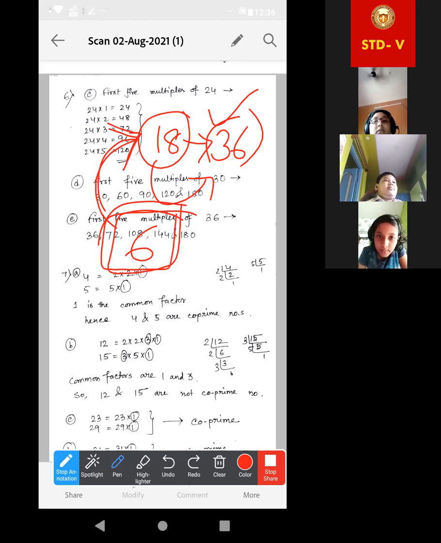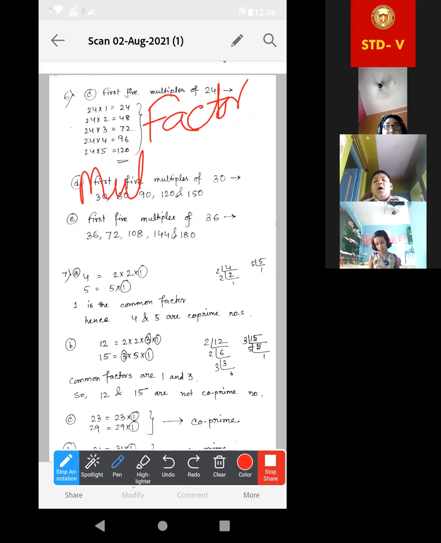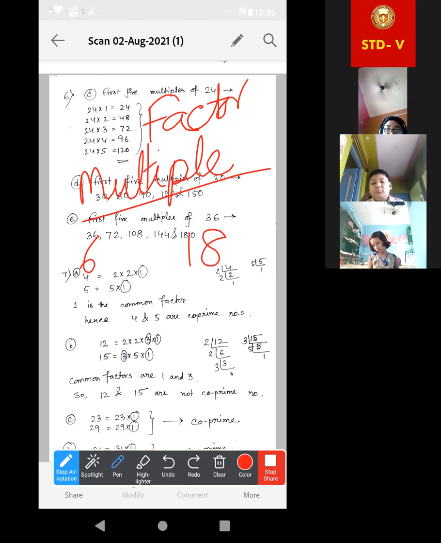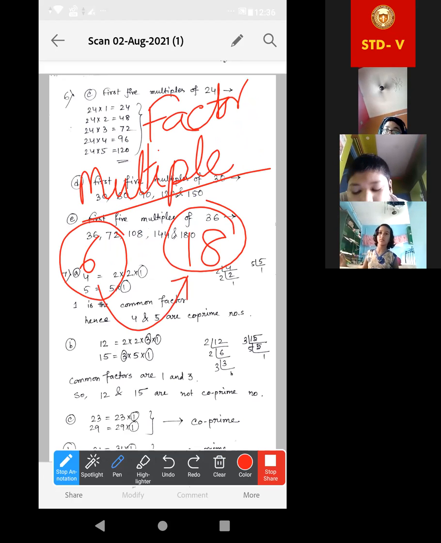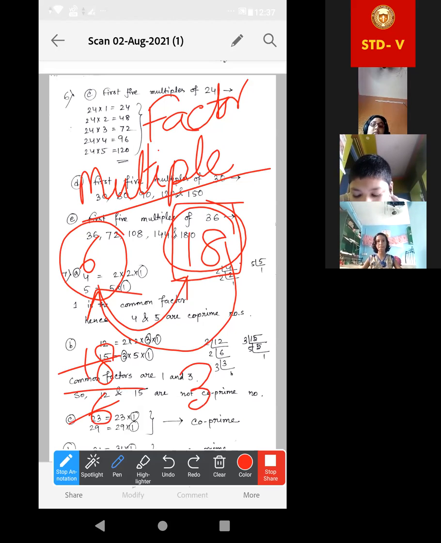I have asked, 6 is the multiple of 18. No. Basically, what is the difference between factor and multiple? Look. Suppose I am taking 6 and 18. Here, 6 can completely divide 18. That means 18 is the multiple of 6. But the number by which 18 is divisible is called a factor. 18 divided by 6 gives 3. That means 6 is the factor and the greater one is the multiple.